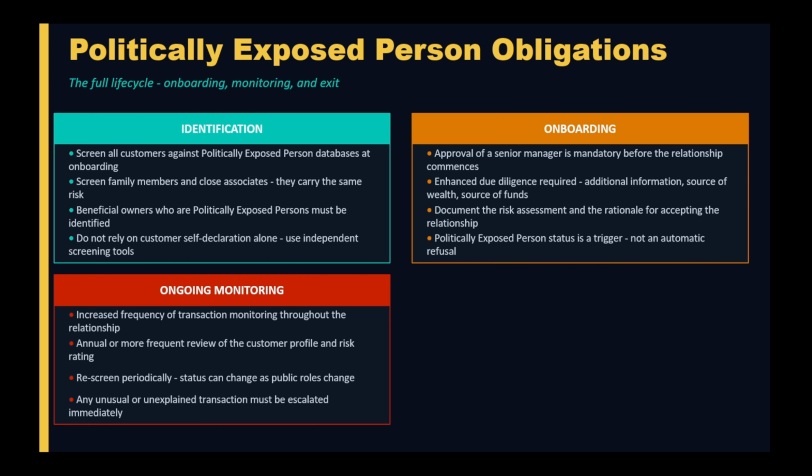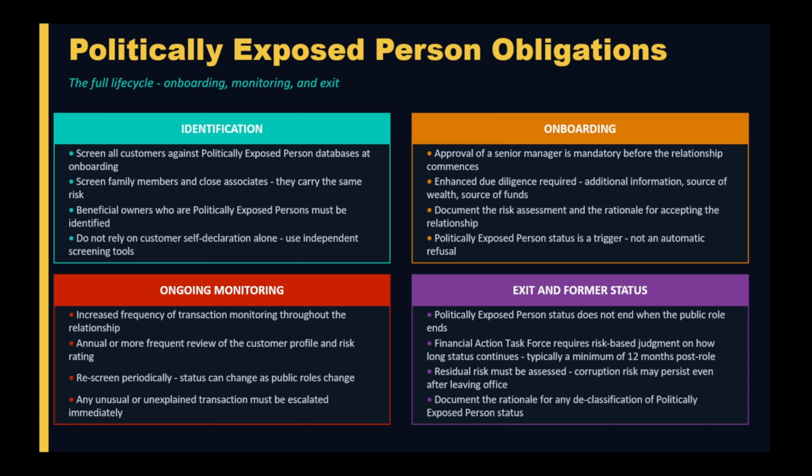Now let's look at ongoing monitoring. The obligations do not end at onboarding. Transaction monitoring must be increased in frequency and depth throughout the relationship. Customer profiles must be reviewed on an annual basis, and more frequently for higher-risk relationships. Rescreening must be conducted periodically because PEP status can change as public roles change. Any unusual or unexplained transaction must be escalated immediately.